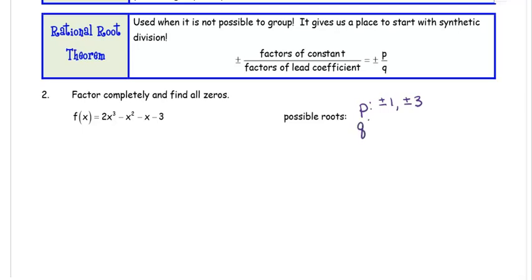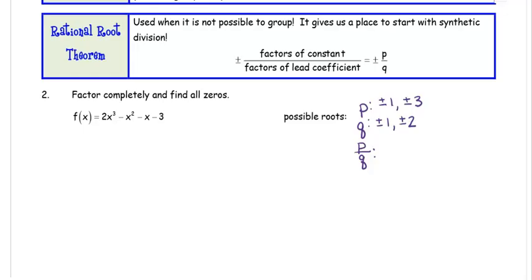Now we want to find our q values. Well, our q values are the factors of the leading coefficient. The leading coefficient is 2. So I could say 1 times 2, or I could say negative 1 times negative 2, which means I would have plus or minus 1 and plus or minus 2. Now, the possible roots are going to be the ratio of the two of those.